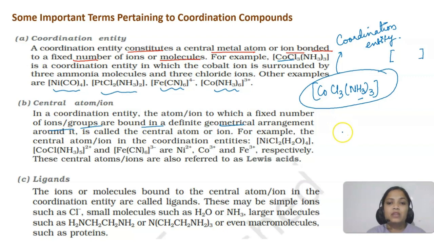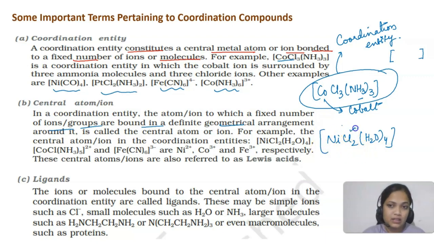Like here in this case the central atom is the cobalt. Okay, so next we have NiCl2(H2O)4. So here with nickel, 2 chloride ions and 4 water molecules are attached. Here the central atom will be nickel 2 positive ion. The charge, whatever it is, we will talk about later, but try to understand that these are the central atoms or ions in this case.